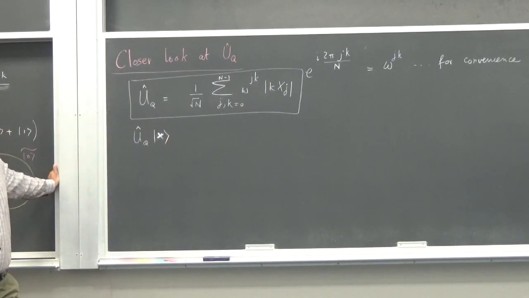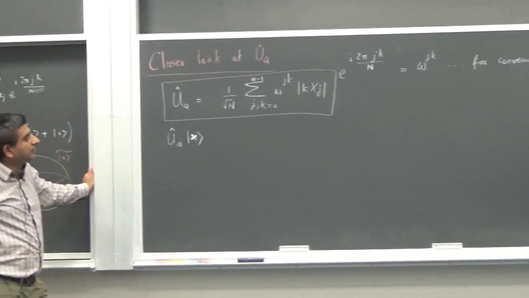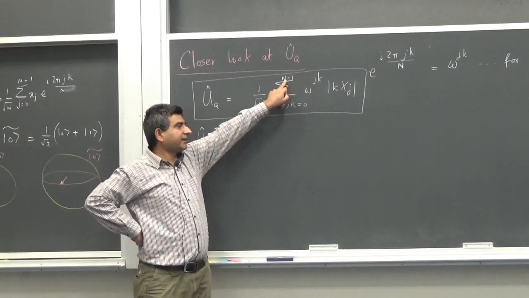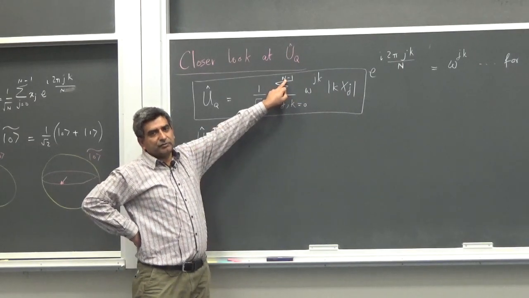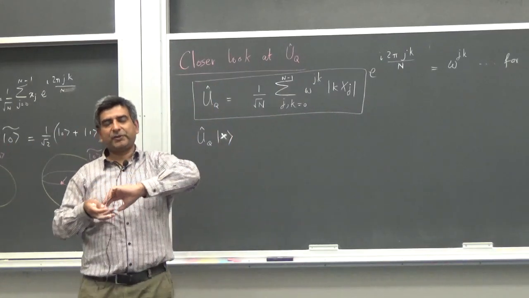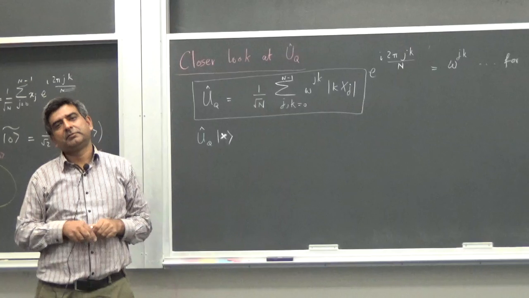Let's see what happens. G, you have a question? Sir, why does the sum go to n minus 1 and not n? Because you're starting from 0. If you start from 1, this can go up to capital N. So the convention is just to be consistent with authors, I'm starting from 0 up to n minus 1.